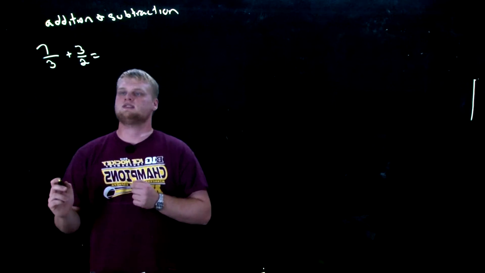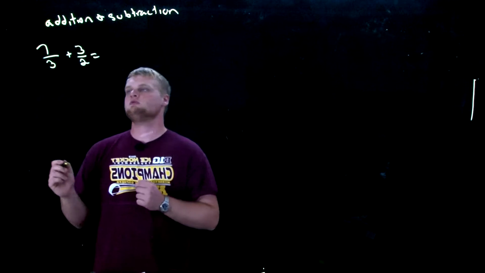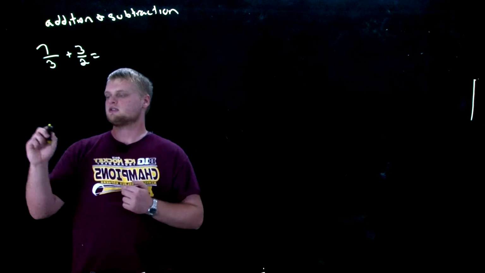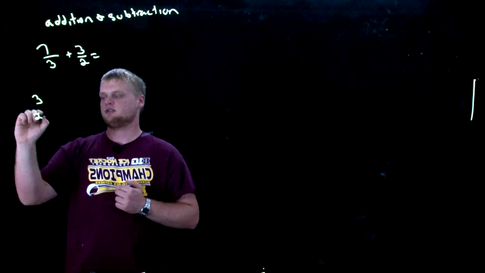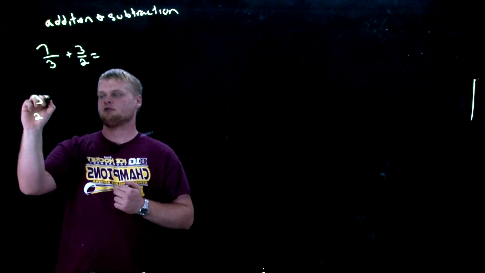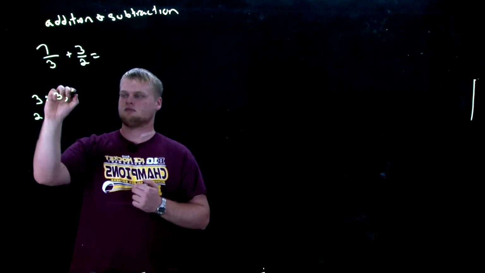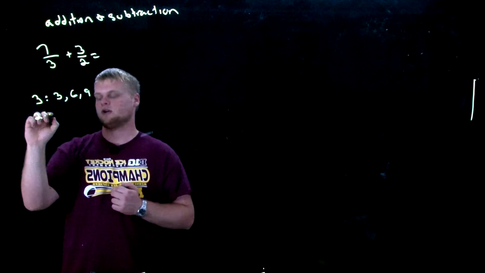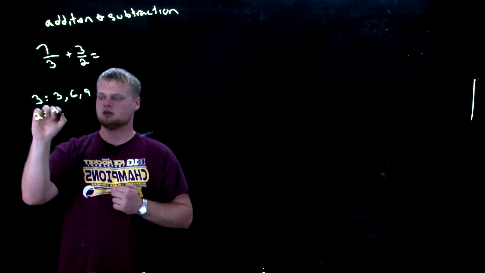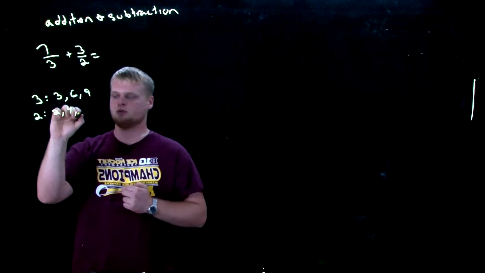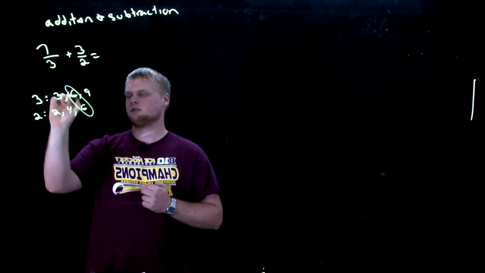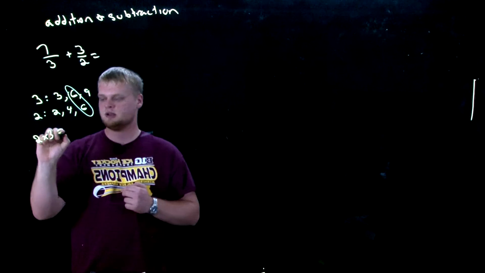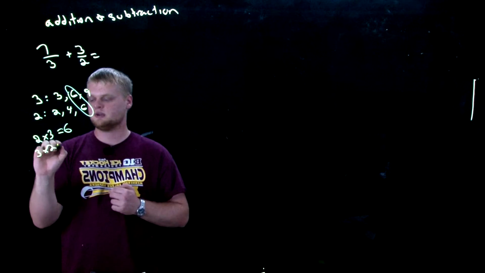What you have to do is find a common denominator, and the easiest way to do that is to find the least common multiple of your denominators. So in this case, our denominators are 3 and 2. If you start writing out multiples of 3, 3 times 1 is 3, 3 times 2 is 6, 3 times 3 is 9. Write out multiples of 2, 2 times 1 is 2, 2 times 2 is 4, 2 times 3 is 6. Oh, look, we have a common multiple. So 2 times 3 equals 6. 3 times 2 equals 6.